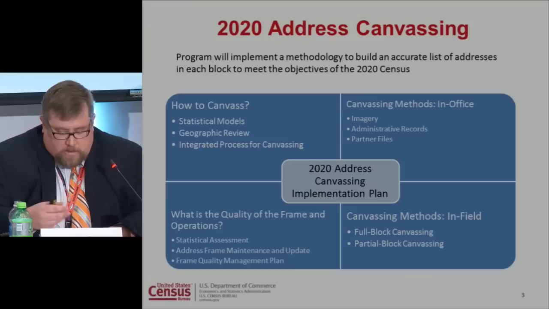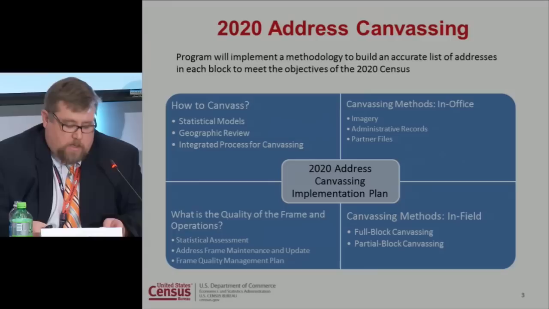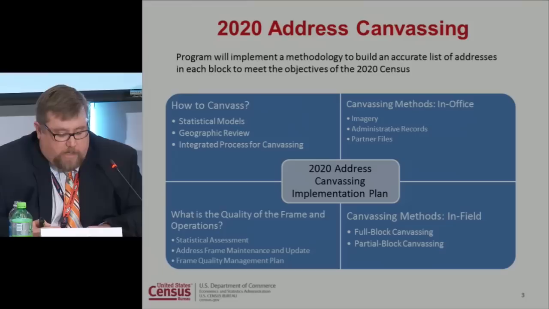In the bottom right-hand corner, you see the in-field canvassing methodologies that are being examined, the full block canvassing and the partial block canvassing, and we'll get to some of that with the AVT work that's discussed in just a moment. In the bottom left, or the final component, and let me say a critical component, represents the quality of the frame and the quality of the data collection activities feeding 2020 address canvassing. This includes inputs from statistical modeling efforts that'll measure the level of undercoverage and overcoverage, also leveraging the ongoing address frame maintenance and update activities and data.